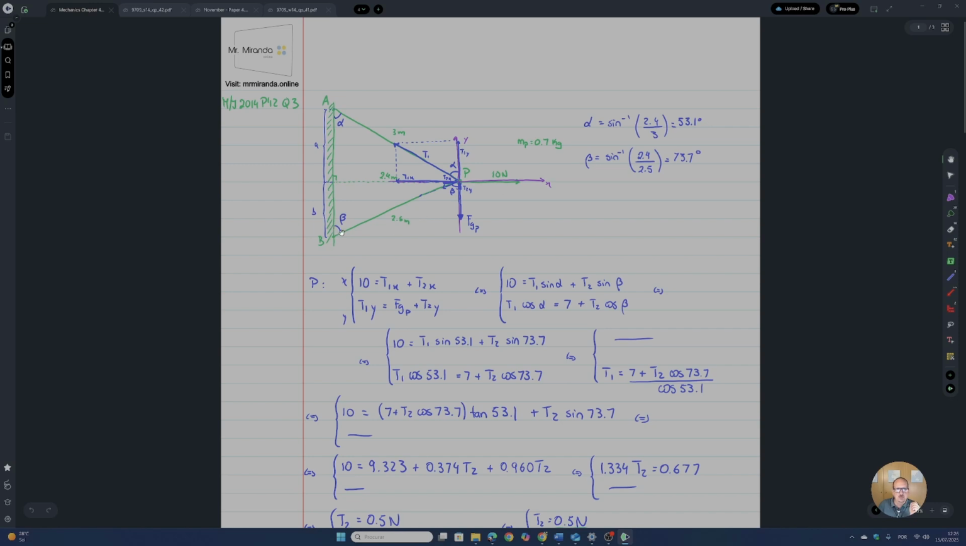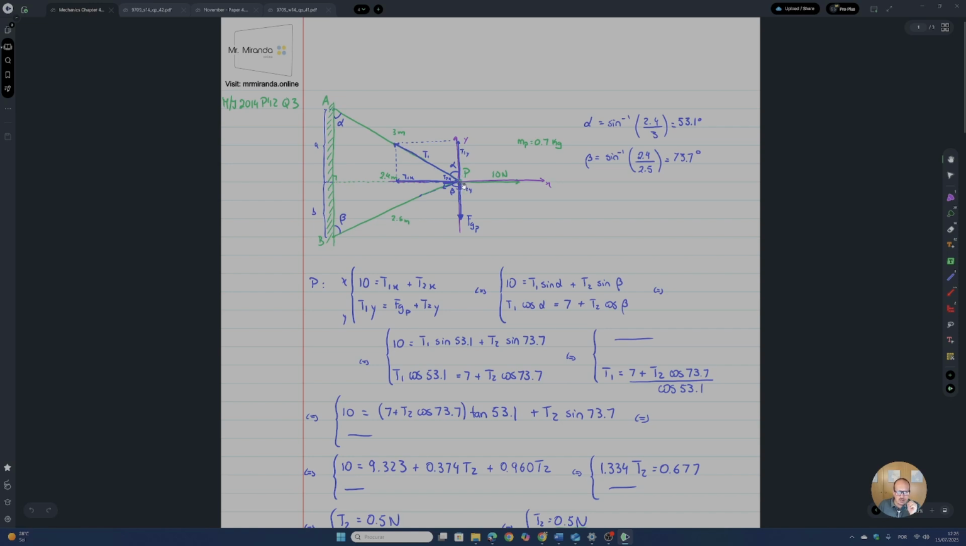I did the same thing for beta, okay? And I got the angle 73.7. So now that I have this out of the way, I can focus on the distribution of forces over here, okay? So on point P, what do I have?